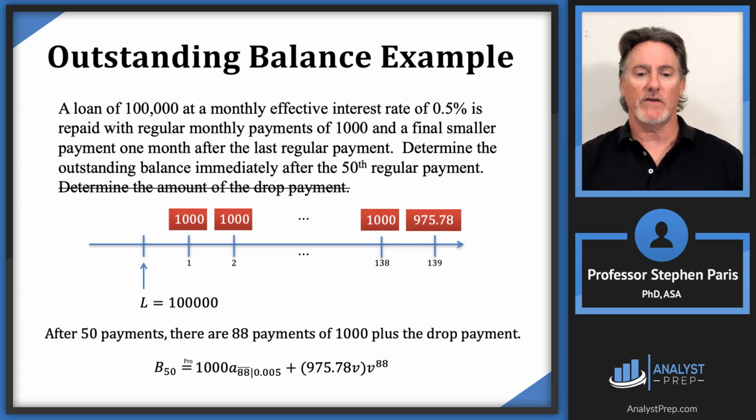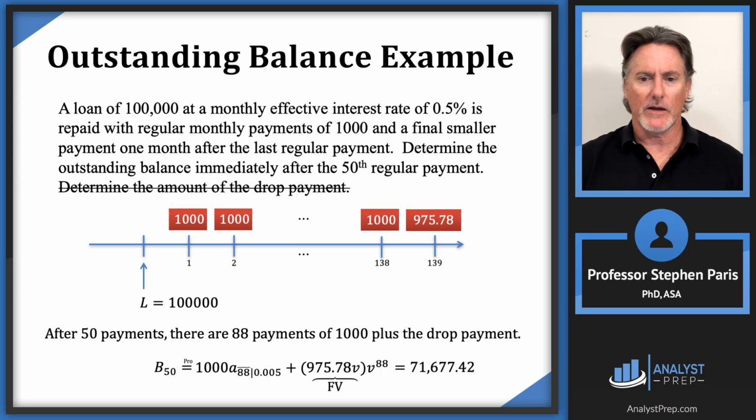So what comes in front of the v to the 88th, I can think of as just the future value. So you do a little prior calculation to get that 975.78 times v, which in this case would be 1 over 1.005, and get that as your future value, and then that's a one-step calculation again using the TVM buttons. And I'll leave it to you to show that you're going to get the same answer as you did before. So there were two ways here.